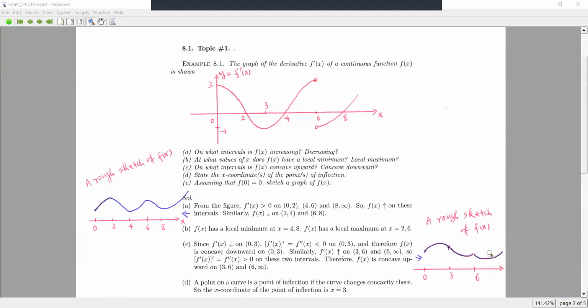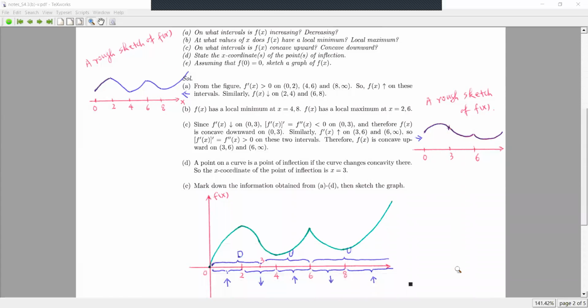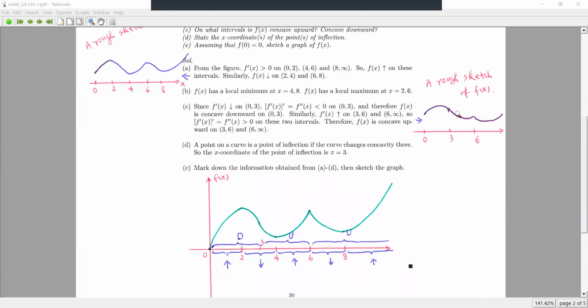Now, based on this rough sketch, I can answer question D, the x-coordinates of the points of inflection. The graph of f has only one point of inflection, this point, because the graph changes from concave down to concave up at this point. This is a point of inflection.